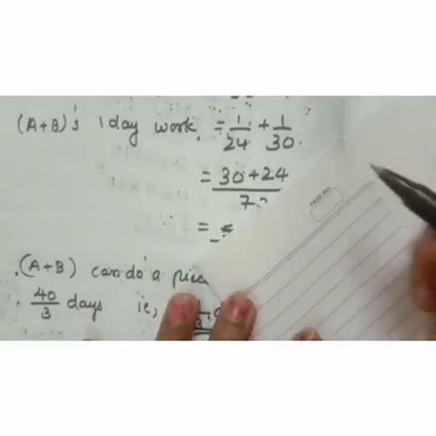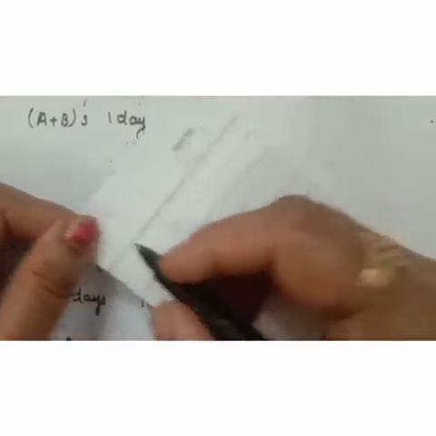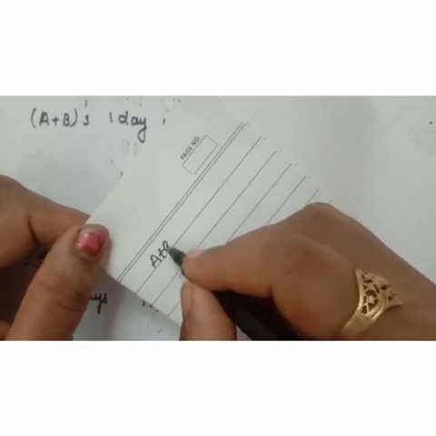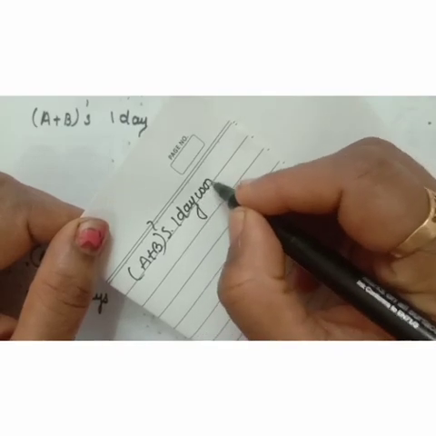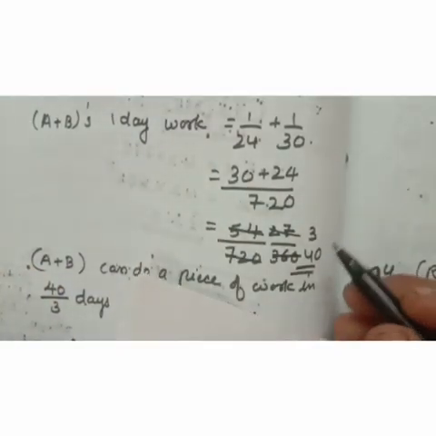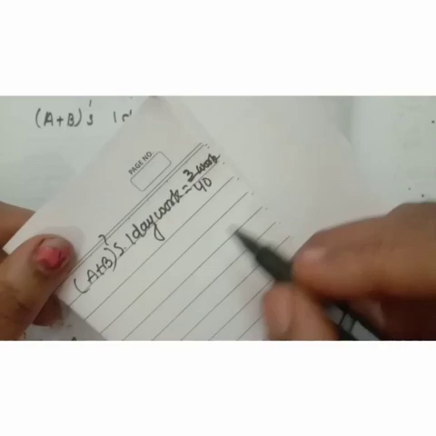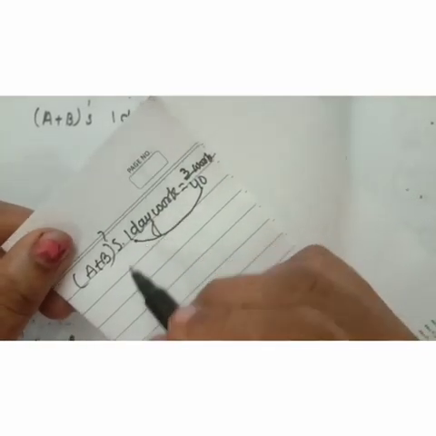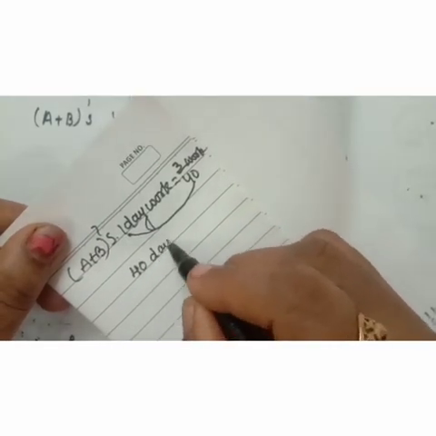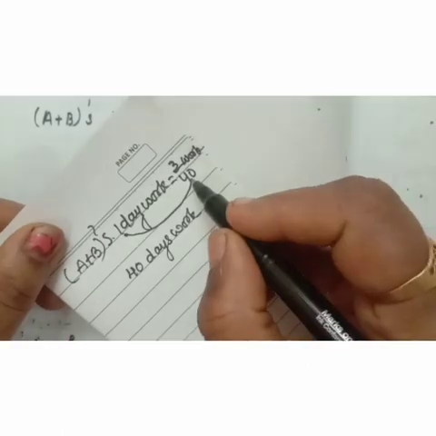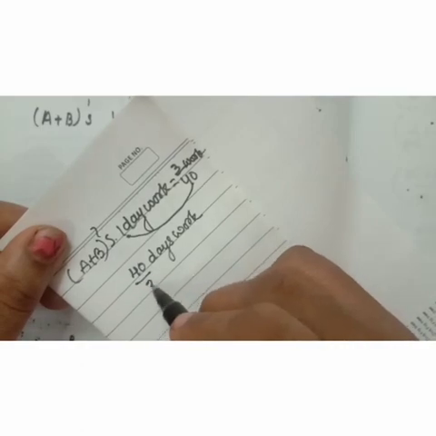See here. This much calculation you understood. 3 by 40. That is A plus B's 1 day work. But you got 1 day work is 3 by 40 work doing. 1 day 3 by 40 work doing. 40 you can multiply here or not. Then 1 day work, 40 into 1, 40 days work. 40 here dividing, 3 here in the numerator side. It will come here to the denominator side only. Am I right?